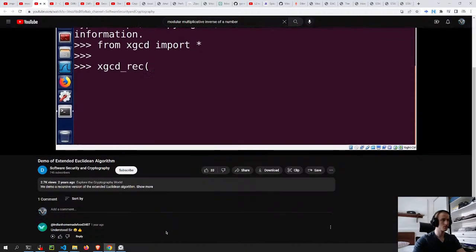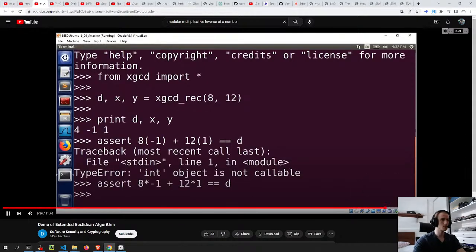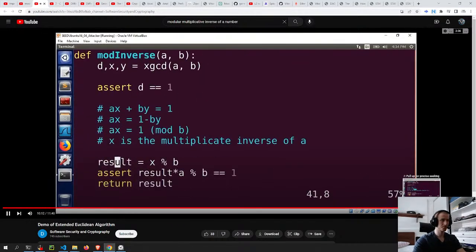I will compute the recursive extended algorithm for 8 and 12. Right? What are the things I will be getting? Because minus 8 plus 12 is 4, and d is 4. So that's also pretty neat. All you're doing is calling the extended Euclidean algorithm and then computing x mod b, and then you get that sort of result.